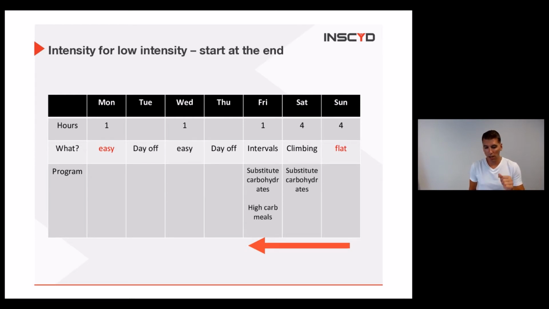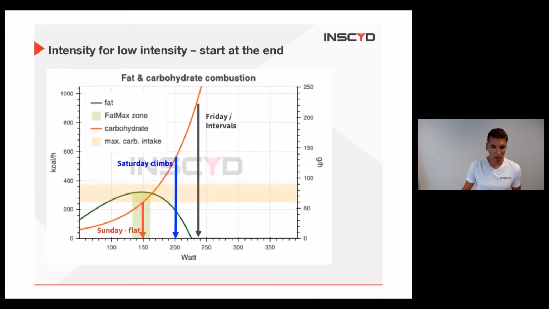But then you can see I kept out the high carbohydrate meals. Why is that? Because yeah, for a flat ride on Sunday, you not necessarily need it, right? Because basically the intensity of the Sunday ride, and that's what I'm going to show you next, is potentially so low that the athlete could fuel in time, right? What do I mean with that?